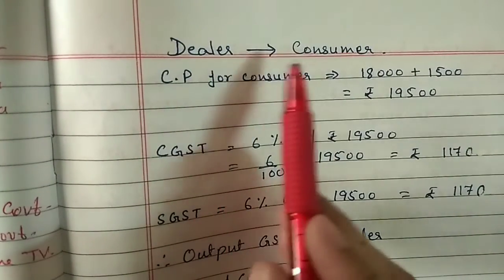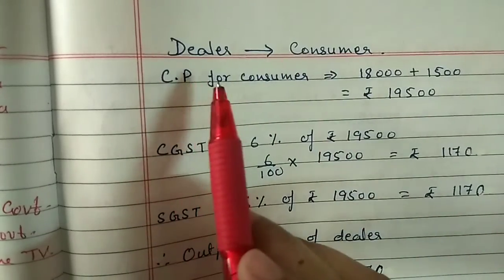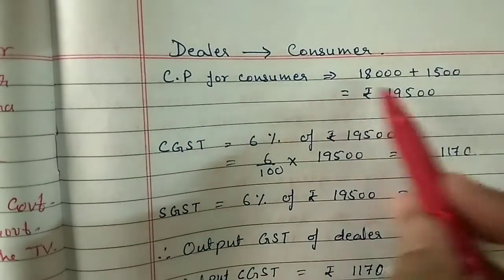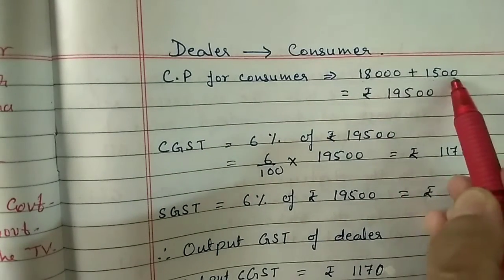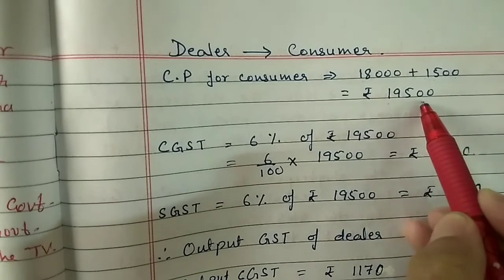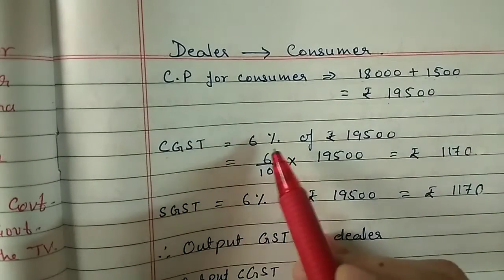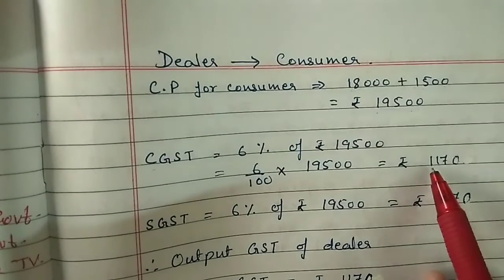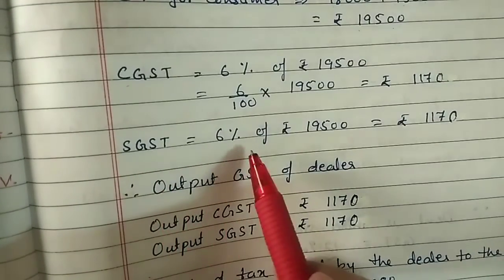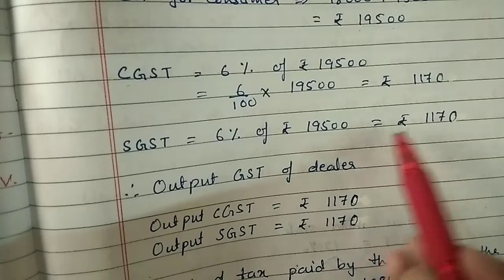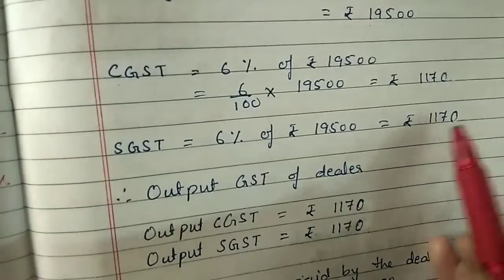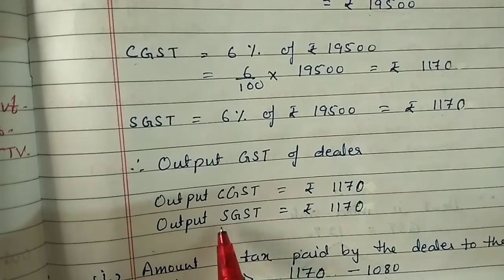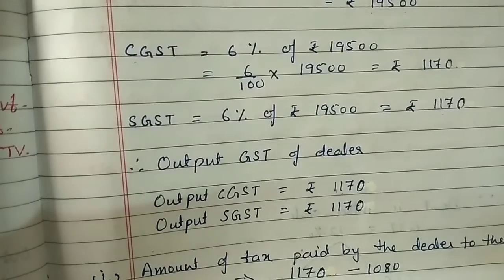Next, now dealer is selling the item to the consumer. Dealer is selling this item at a profit of 1,500. So cost price for consumer will be 18,000 plus 1,500 equal to 19,500. Again CGST will be 6% of this 19,500 equal to 1,170 rupees, and SGST also will be 6% of 19,500, 1,170 rupees. So output CGST will be 1,170, output SGST will be 1,170 rupees.